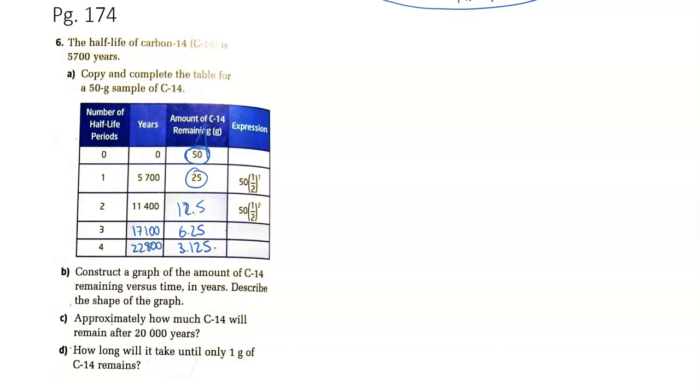And so what it's trying to get you to do for the expression is represent that in terms of 50 times a half to a power. If after one half we multiply by 1/2 to the power of 1, now that it's been halved twice, we're multiplying by 1/2 to the power of 2. Now we're halving a third time, so it's 1/2 to the power of 3. And finally, that fourth time we've halved it, we have 1/2 to the power of 4 times 50. And that's what you're asked to do with that chart.